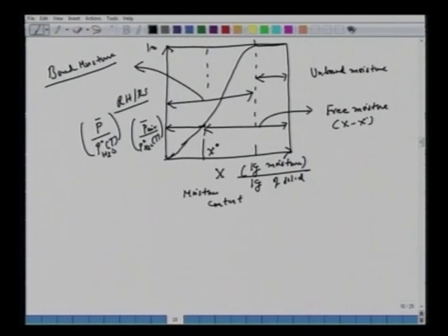All right, now let's try to understand what happens when we have this unbound moisture. What happens here when we have unbound moisture? We're talking of a water film. So the mass transfer rate you can expect should be equal to Ky into Ys minus Y, let's say there is airflow here. So what is this Ky first? This is the mass transfer coefficient.